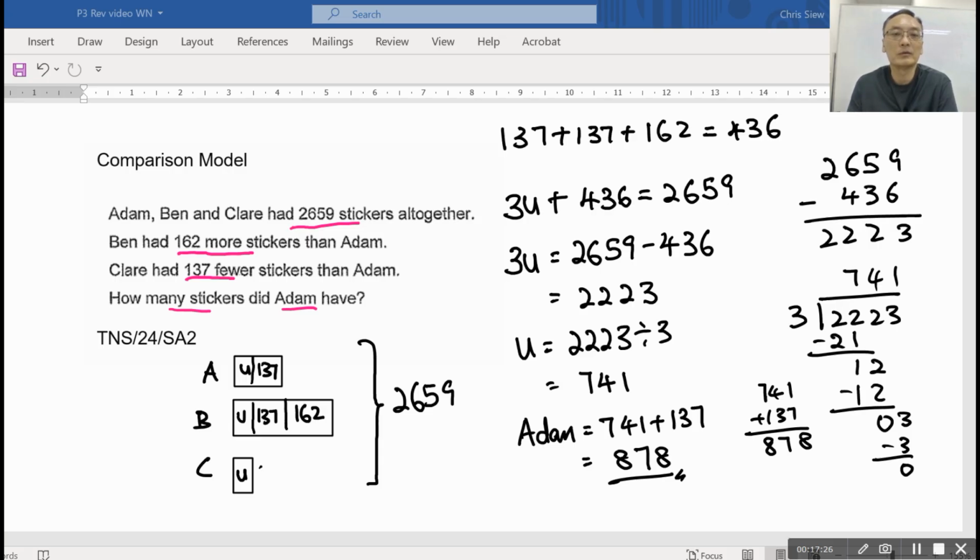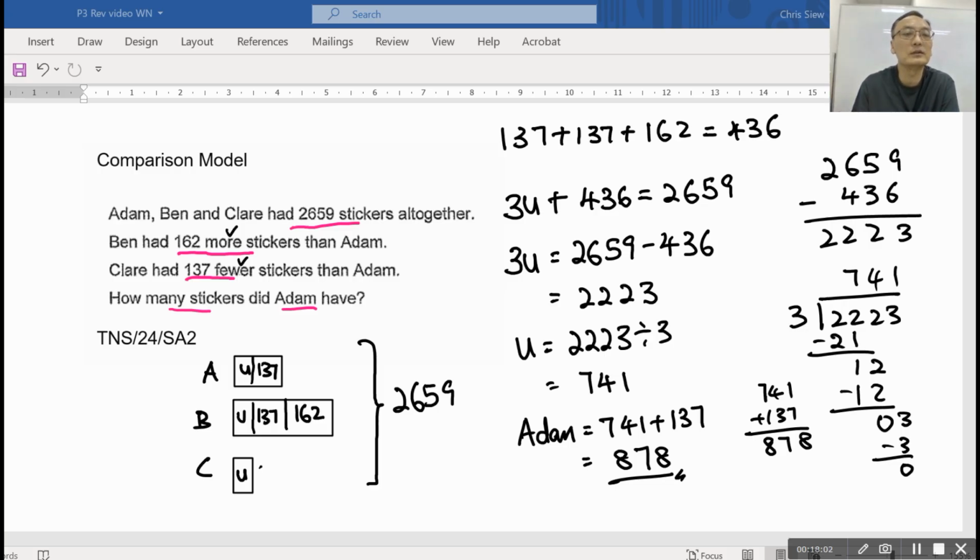Right, so that's how we use the comparison model to solve this question. You notice that in the comparison model, there's a lot of information, right? Especially when you have the difference between three people, it makes it a little bit more complicated. So it will be easier for you, as a student, if you're able to organize this information in the form of a model before you carry out the calculation. So do it systematically and calculate the total or the sum of the missing parts bit by bit.